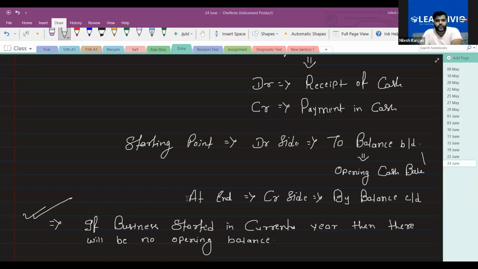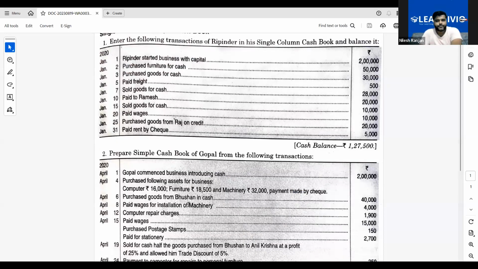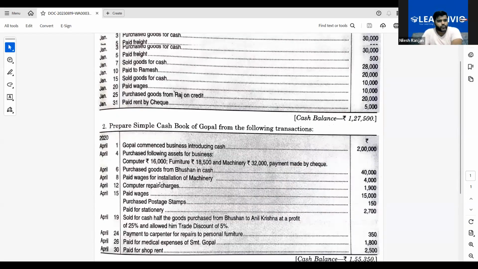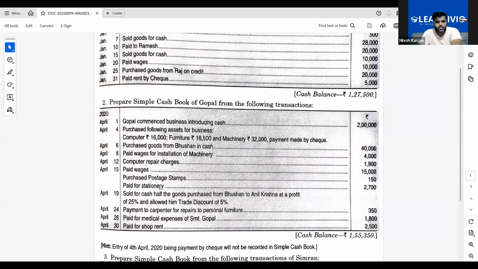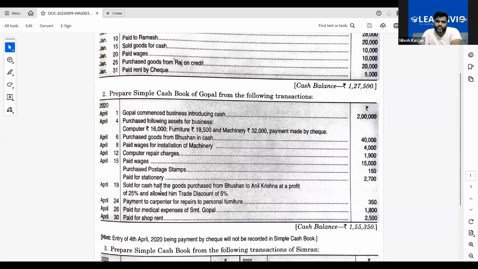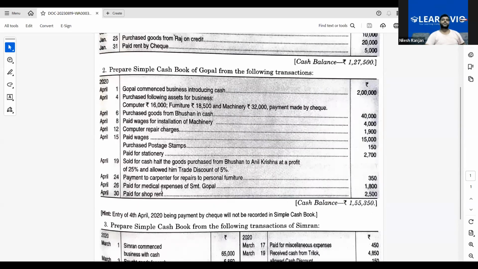Can you see the question? Yeah, I can see it. Okay, so there are 3 questions here. I'm going to solve the second: prepare a simple cash book of Gopal from the following transactions. There are different transactions like started business with cash, purchased following assets for business, purchased goods from Bhushan in cash, paid wages for installation, computer repair, paid wages, purchased posters, paid stationery. So there are many transactions paid by cash.